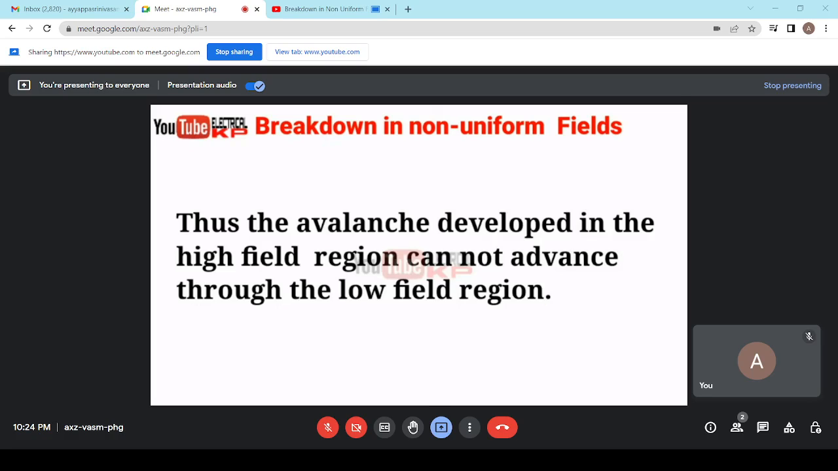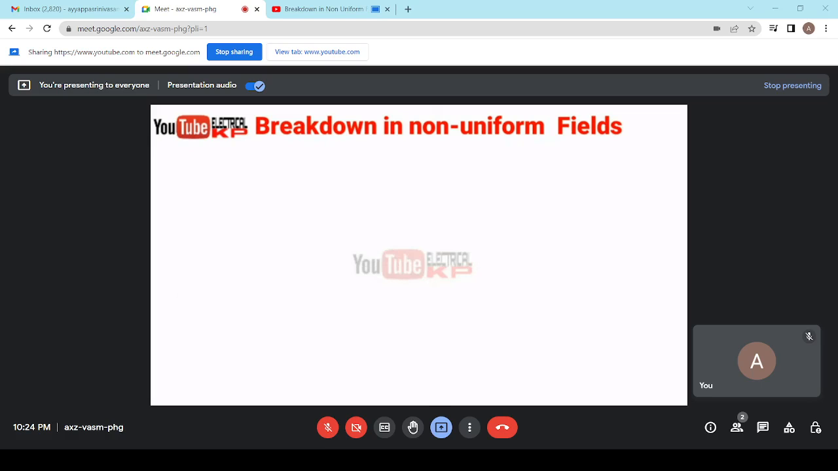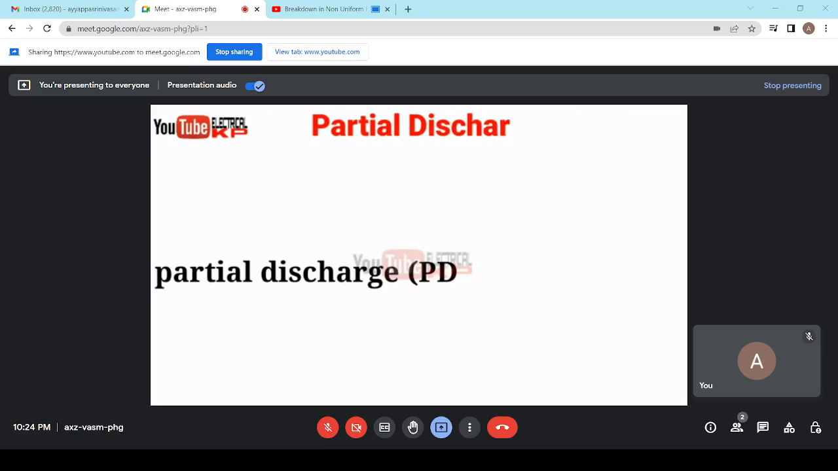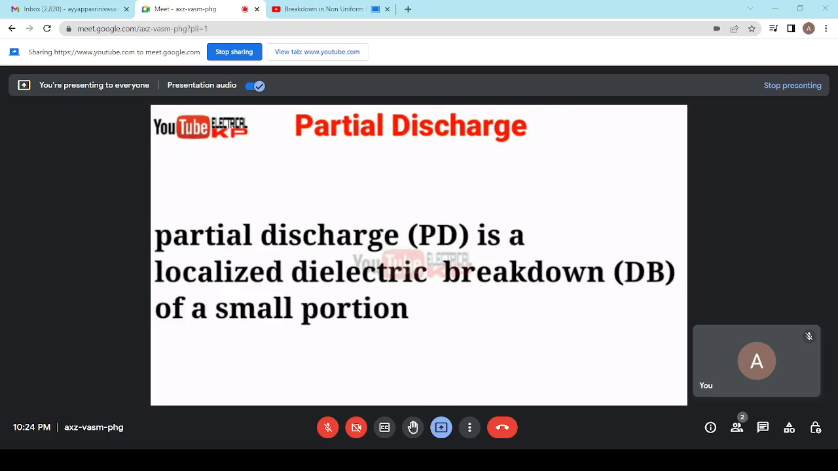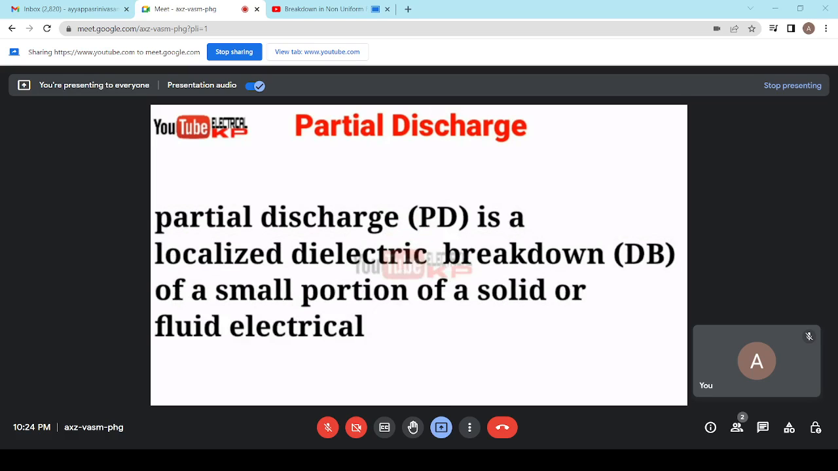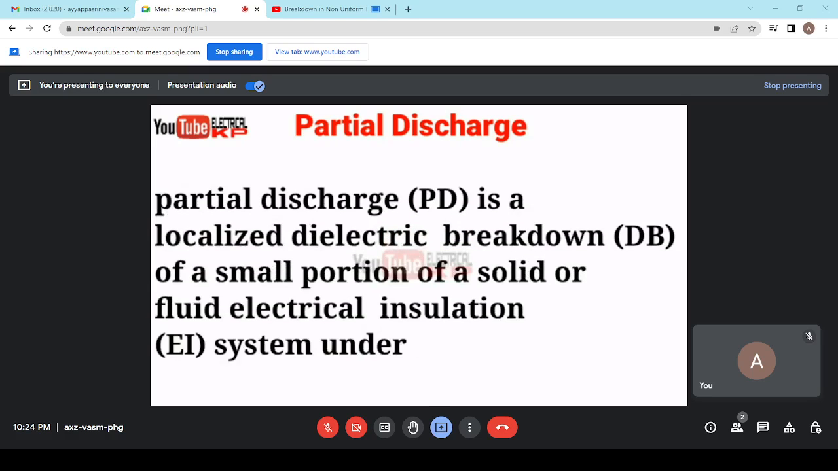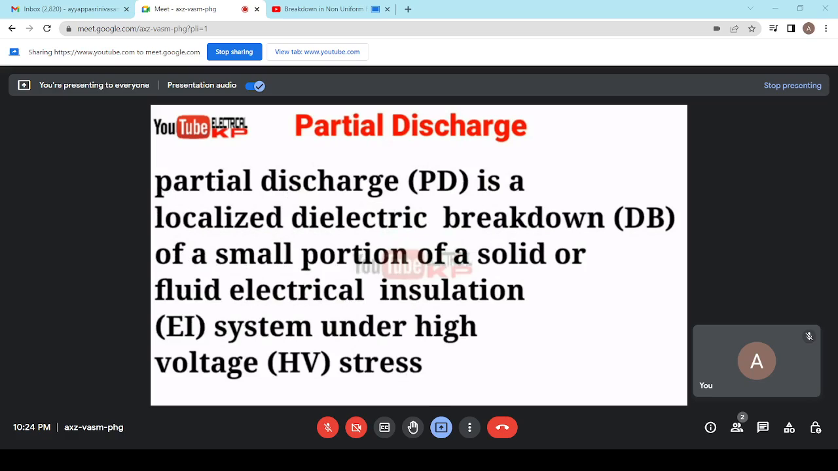Now we are moving to partial discharge. Partial discharge is the dielectric breakdown of a small portion of the solid or fluid electrical insulation system under a high voltage stress. One example of partial discharge is corona.